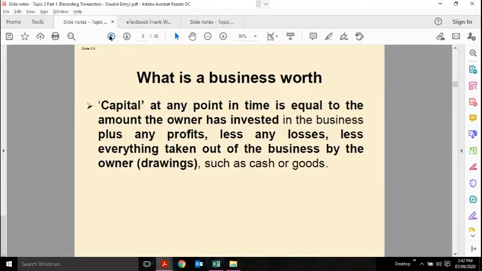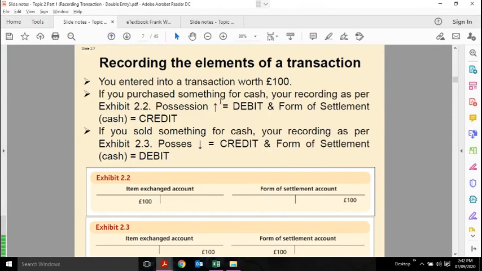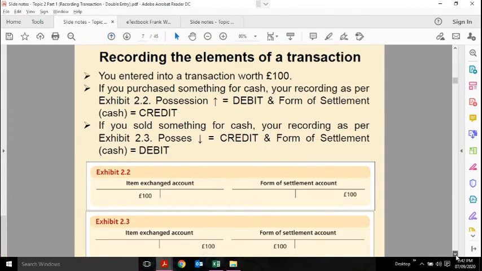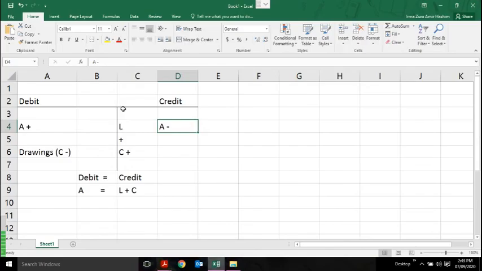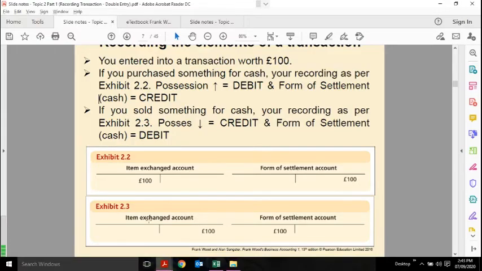Okay, now next, if you sold something for cash, you're recording as per exhibit 2.3. Like my example just now, let's say the van Diane owns. Now the van is sold, so the possession becomes lesser because you sold the van to another party. So when your asset decreases, you have to record it as credit. That's why you write the item, asset, let's say van, on the credit side. This is a T form.